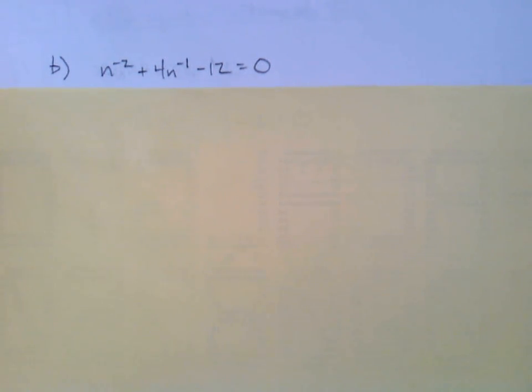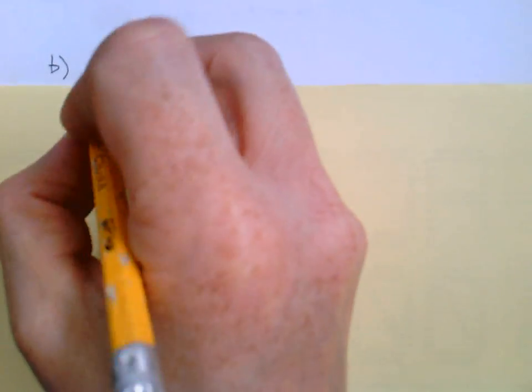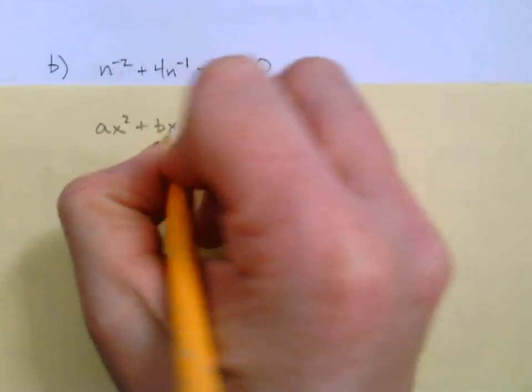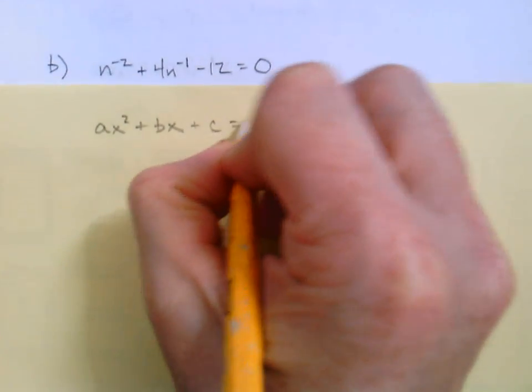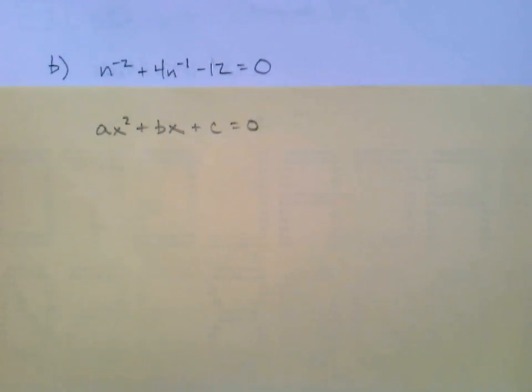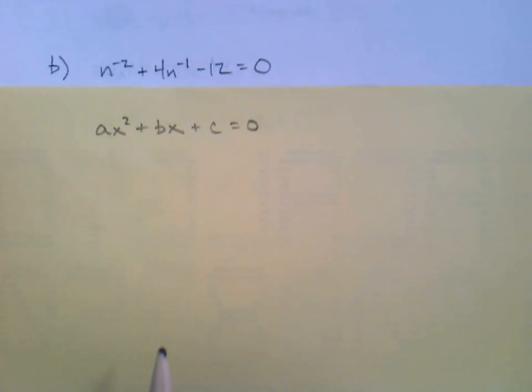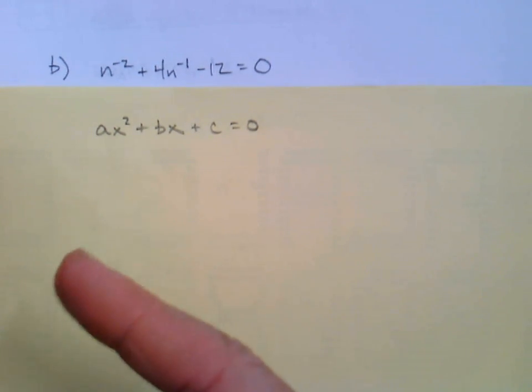Okay, let's take a look at this one. n to the negative 2 plus 4n to the negative 1 minus 12 equals 0. So we're trying to think, hey, if you compare this to the original quadratic equation, ax squared plus bx plus c equals 0, what are the values of a, b, and c?